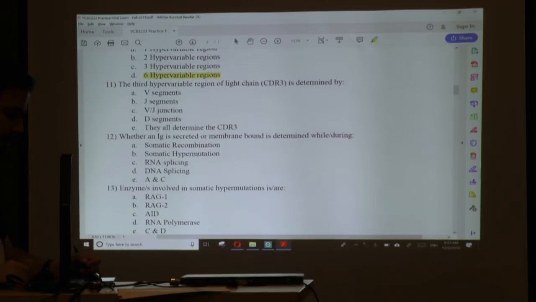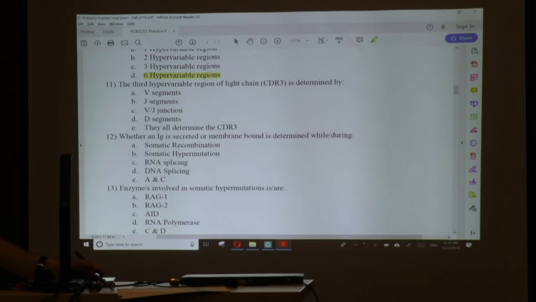But this is just talking about hypervariable regions, right? So in one heavy chain, for example, you have hypervariable regions 1, 2, and 3. And 1 and 2, for both heavy and light chain, are always going to be coded by your V segments, okay? And then your third hypervariable region in the light chain is going to be coded by the junction of V and J. And in the heavy chain, it's the junction of V and D, and then the junction of D and J.